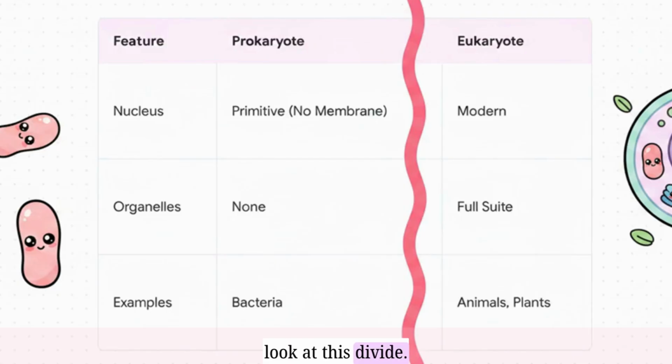Just look at this divide. We, along with plants and fungi, are perfectly complex eukaryotes. We have a prominent nucleus and a full suite of membrane-bound organelles. But ancient bacteria, they survive using a much simpler prokaryotic blueprint. They don't have mitochondria or a Golgi apparatus. Their genetic material just floats freely in a primitive region called a nucleoid.